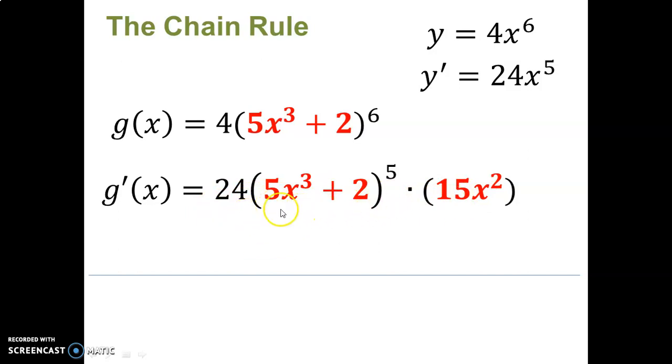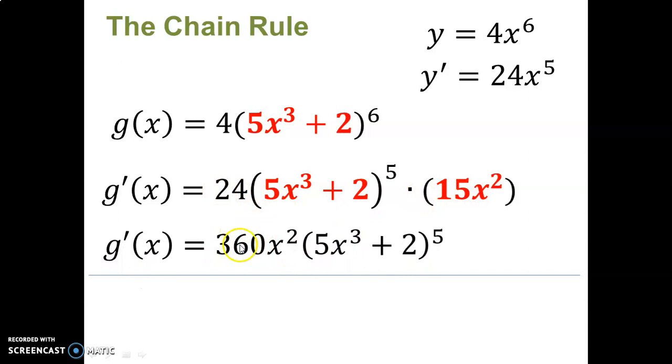So this can be simplified, of course, a little bit more. 24 times 15 is 360. There's the x squared, and then leave this part like this, because obviously we don't want to expand that to the 5th power. That would be way too big, too much multiplying. So that looks good. All right, so to recap, the chain rule.